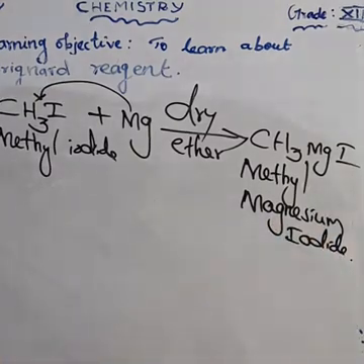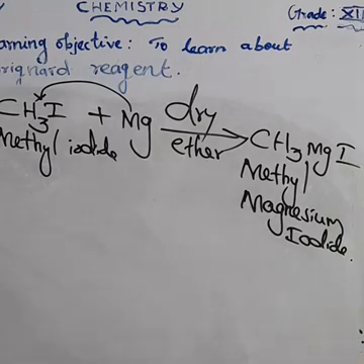What is the example? Methyl magnesium iodide, how is it prepared? Methyl iodide. What is the formula for methyl iodide? CH3I, methyl iodide, reacts with magnesium metal in the presence of dry ether. We get methyl magnesium iodide. This is called what? Grignard reagent.